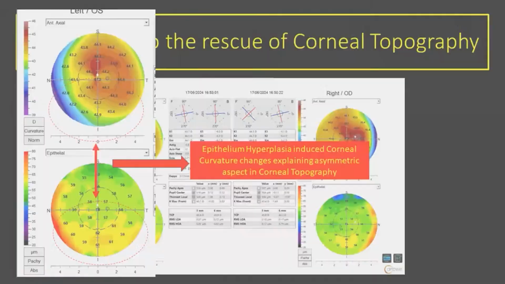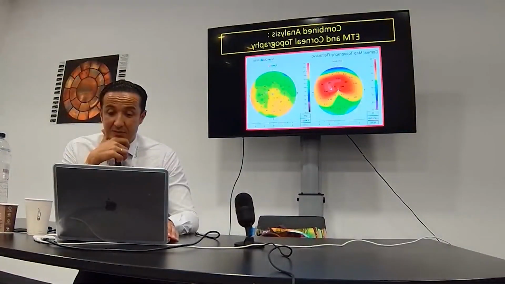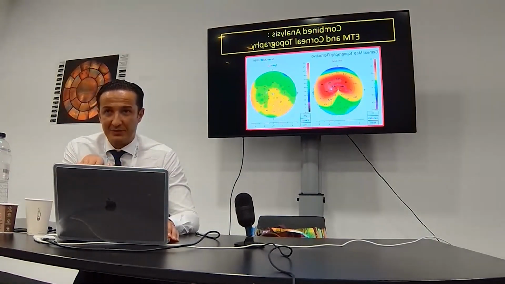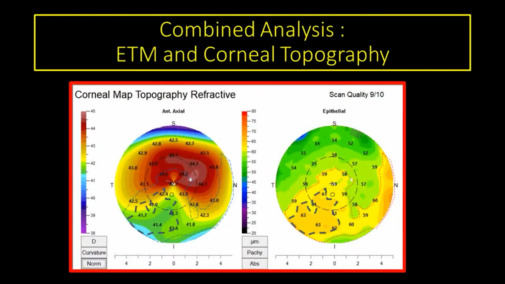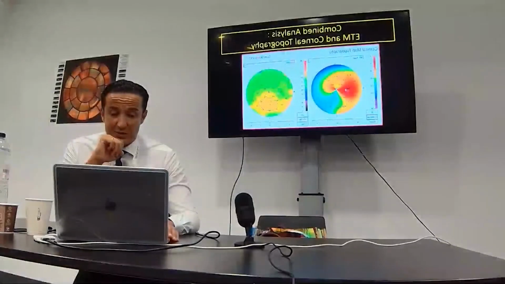In other cases, with hyperplasia, and look, in this case, the stroma is completely normal. And look, here the projection of the hyperplasia directly on the corneal topography. That's why it's mandatory to compare corneal topography with epithelium mapping and the stromal mapping.